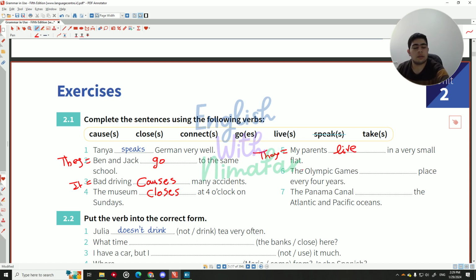Mostly you can call it an apartment. The Olympic Games take place, because of games like some sports. So the Olympic Games take place every 4 years. The Panama Canal connects the Atlantic and Pacific Oceans. I'm going to say connects. It connects.